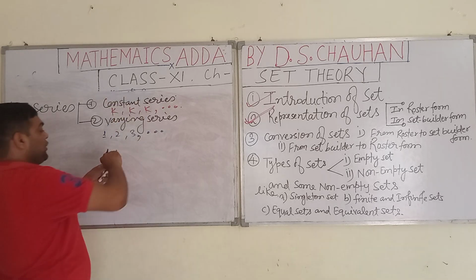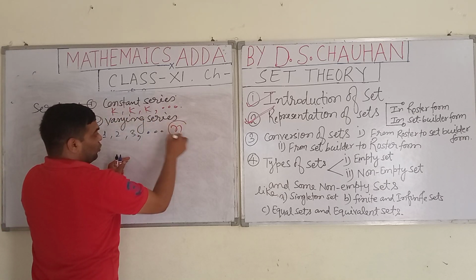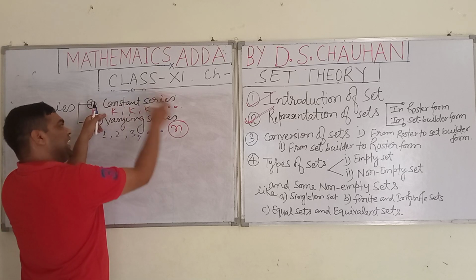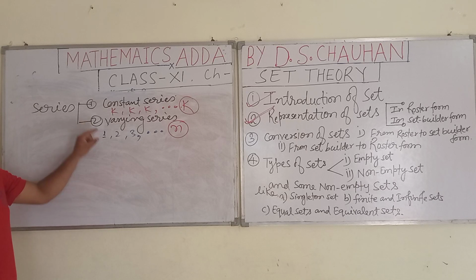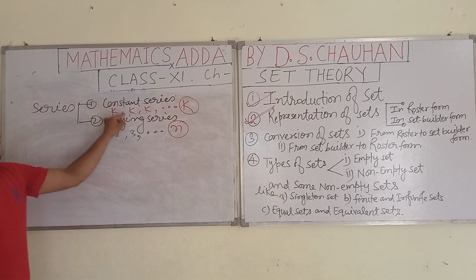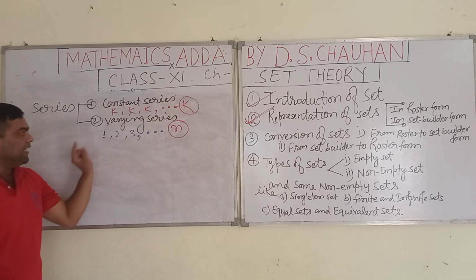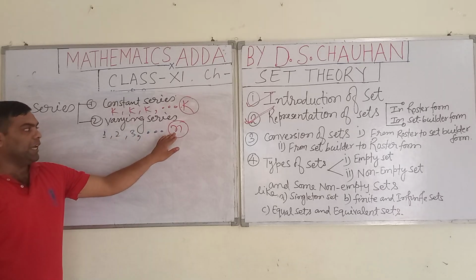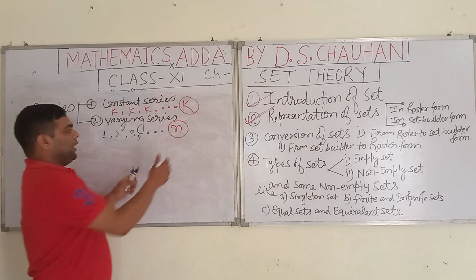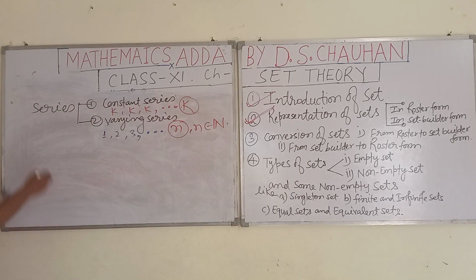Okay, well students, now this varying series can run up to n, while the constant series will be as it is. So in the case of a constant series like k, you have to write k at last. In the case of a varying series, you have to write 1, 2, 3, and so on up to n. So at last you have to write n, where n belongs to the set of natural numbers. Okay students, now you can take one example.